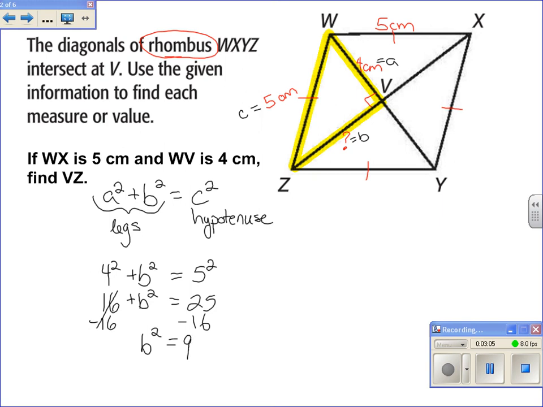Now, be careful with this. I don't want to divide to get rid of that 2. That 2 is an exponent. The opposite, or the inverse operation from a power, is a root. So to get rid of a square, I'm going to have to square root both sides. That eliminates the square and leaves me with just B. And my answer here, the square root of 9, is 3. So the length of VZ is 3.